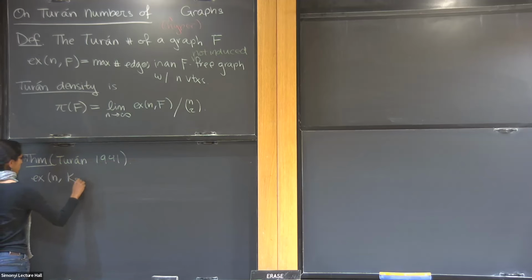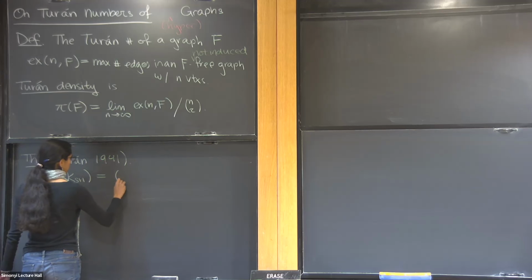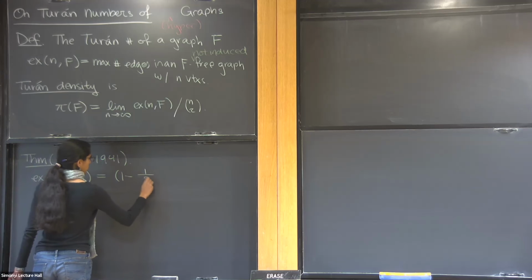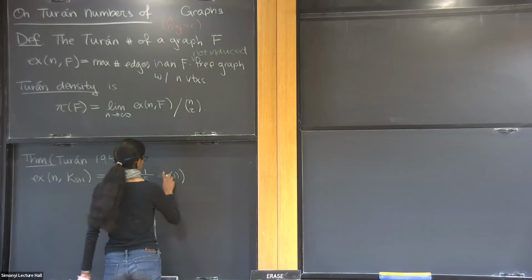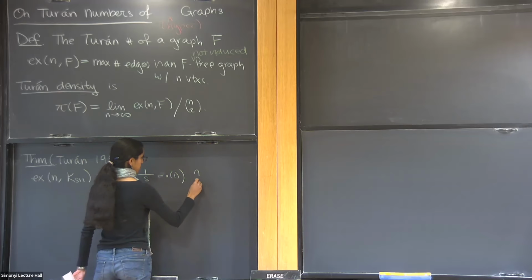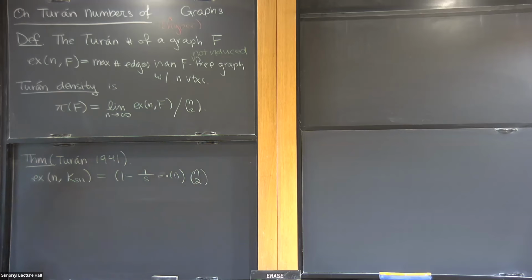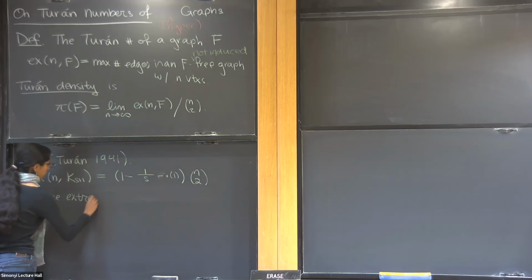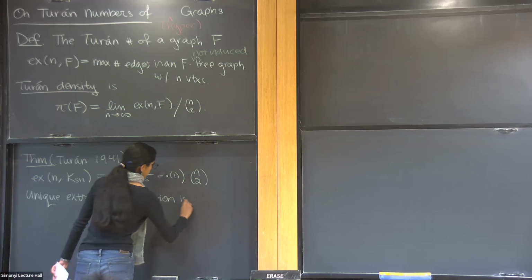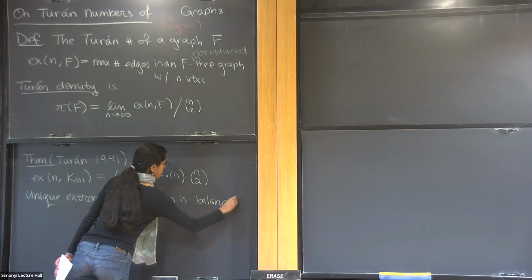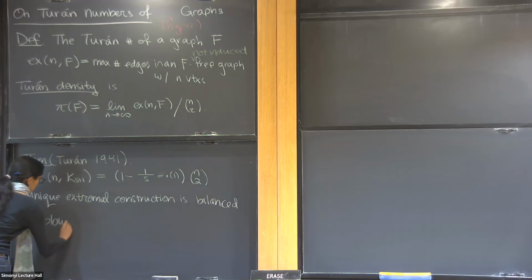So one way I can write it is that the extremal number of K_{s+1} is something like (1 - 1/s + o(1)) times n choose 2. And that's actually not what he proved. He proved something stronger. He showed that the unique extremal construction is a balanced blow-up of K_s.